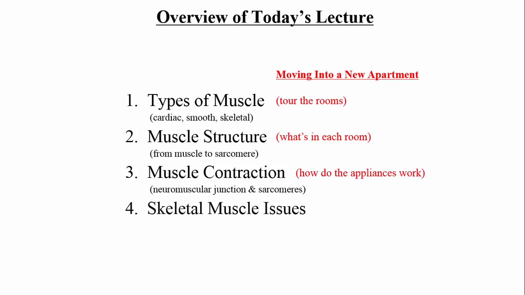The fourth thing we're going to talk about are skeletal muscular issues that could occur, things like rigor mortis, things of that nature. And this again would be saying, well, what problems could occur in our apartment with the appliances, if you like that analogy. So these are the four things we're going to talk about in today's lecture. But let's go ahead and get started on the first one here, the types of muscle.